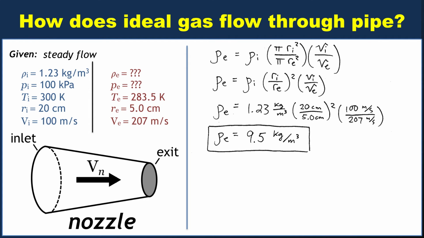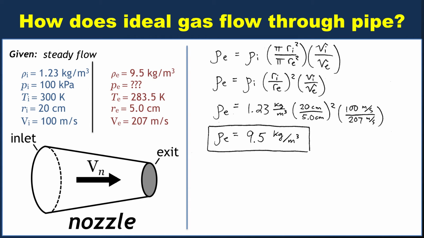Obviously this must have been a compressible system, right? Because that's very different from 1.23. We know that we're not dealing with water in this case. Water is also not a very good ideal gas for exactly that reason. So let's substitute in that value for the exit density. There, we have it over there now.